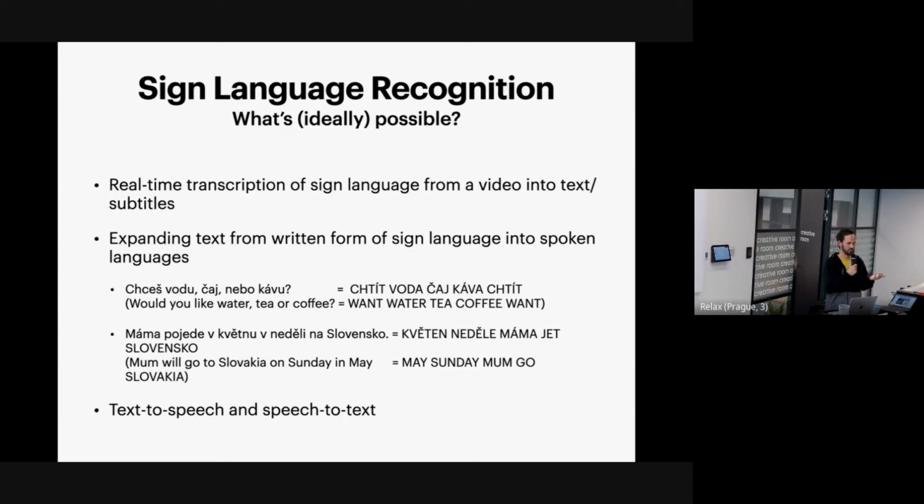Of course, these days all of you know the fancy ChatGPT and other transformers, probably. So you know that we can basically these days just write a few words and generate an image. So something like expanding the sentence structure should not be an issue. And then, of course, you can convert the text from the subtitles back to speech.